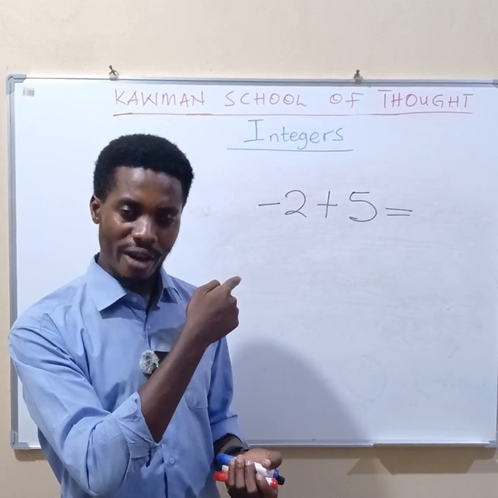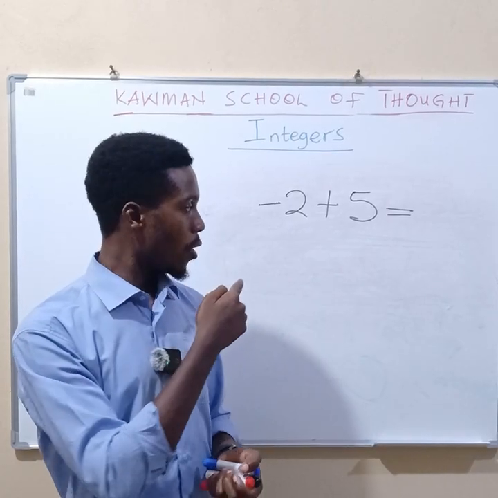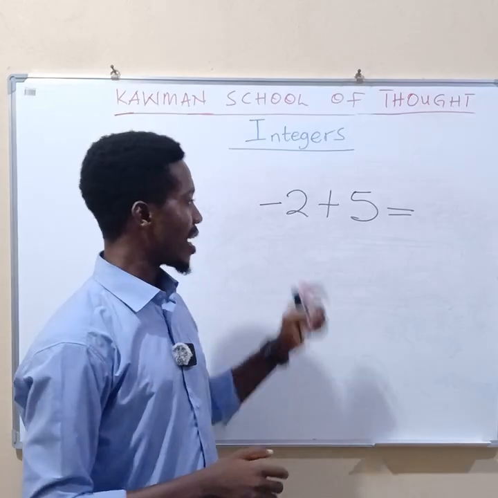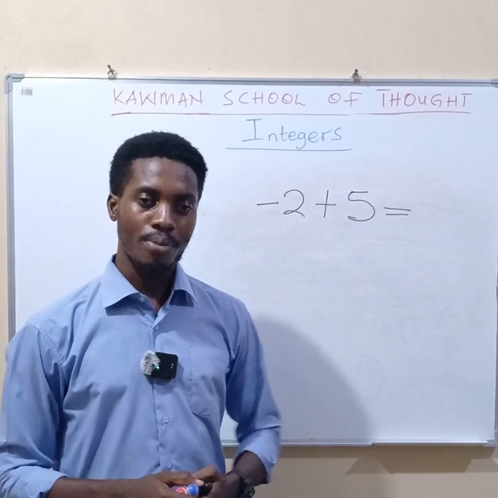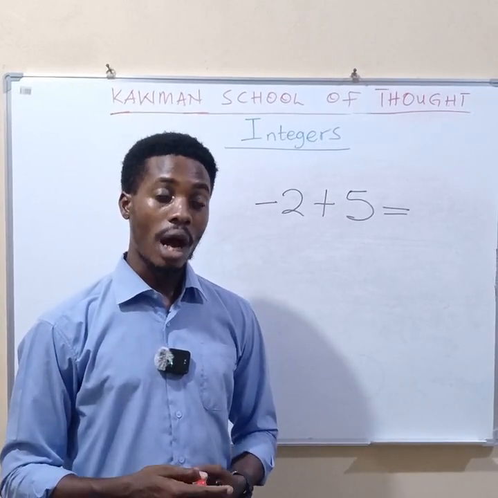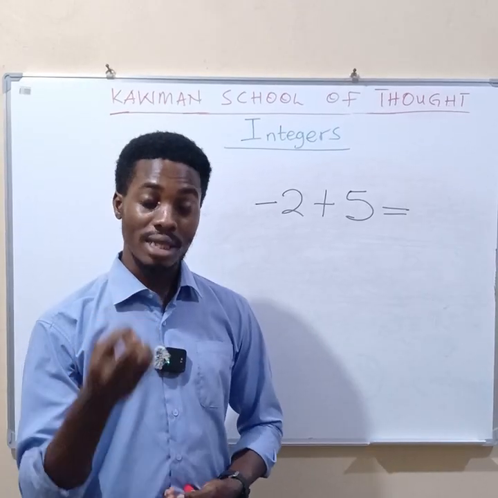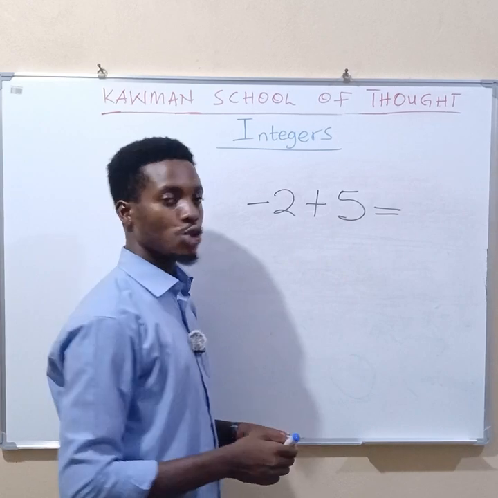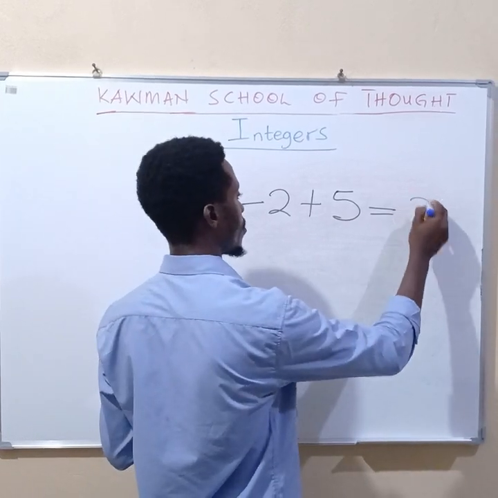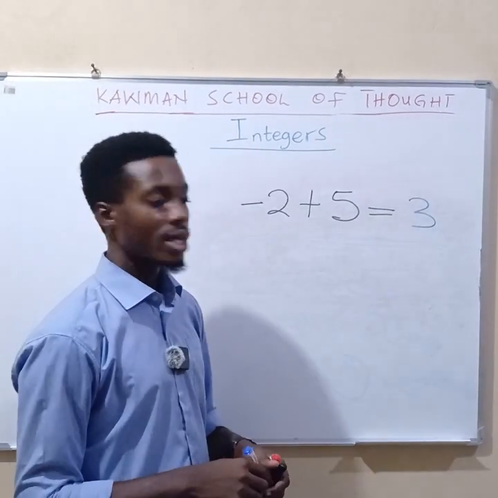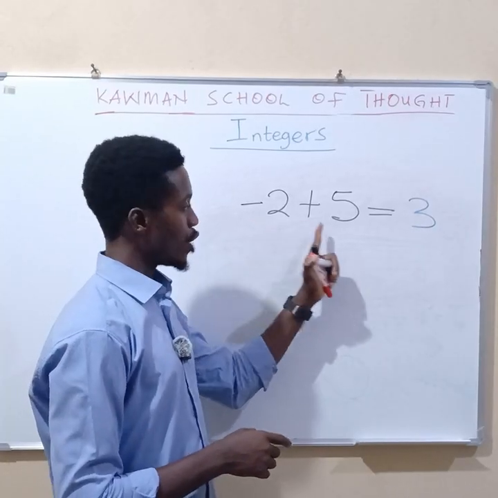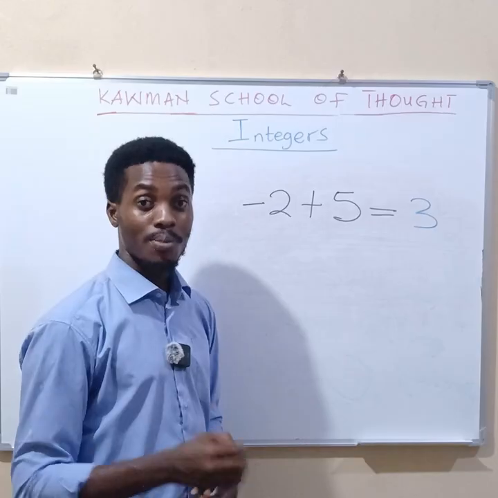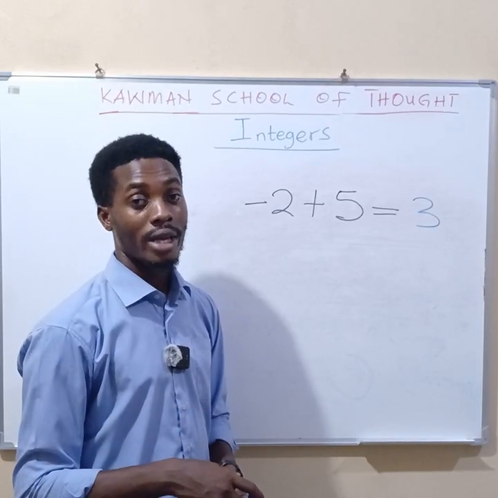Am I still going to receive 5 cedis alert, or there's going to be a reduction? There's going to be a reduction. They're going to take away their 2 cedis from the +5. And now I'm going to be left with what? +3 cedis worth of airtime. So -2 plus 5 is going to be +3, and that's all. You are owing 2 cedis, and then you pay 5 cedis. You are left with 3 cedis in your account, and this is positive because you are not owing anyone anymore.